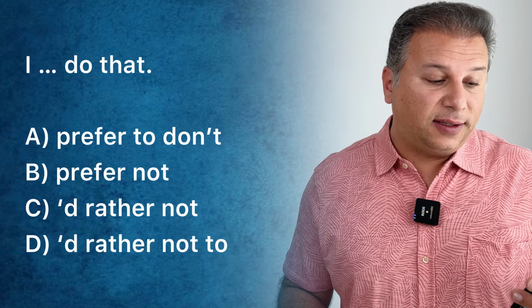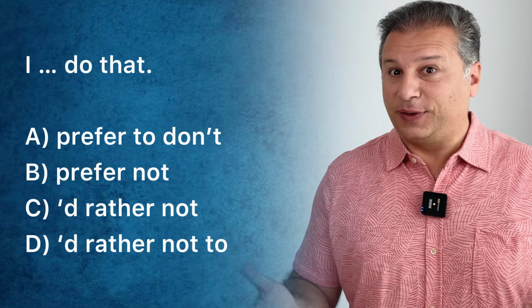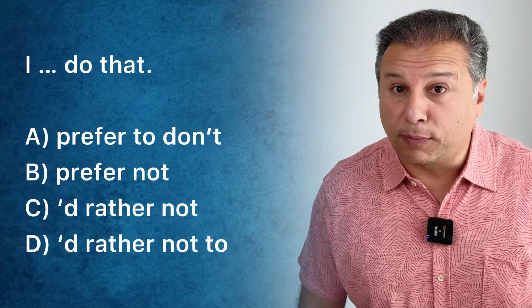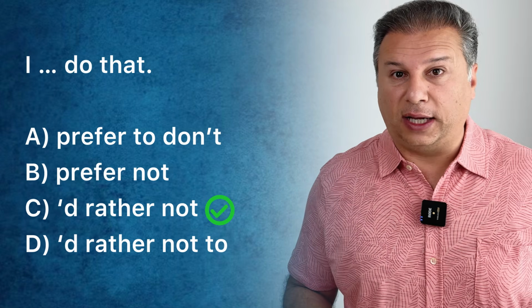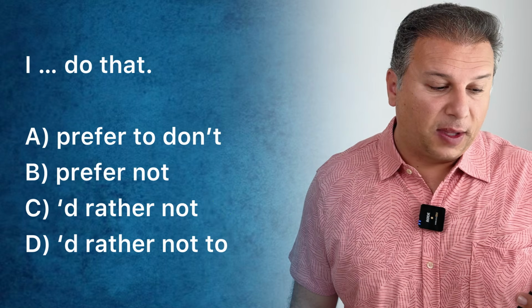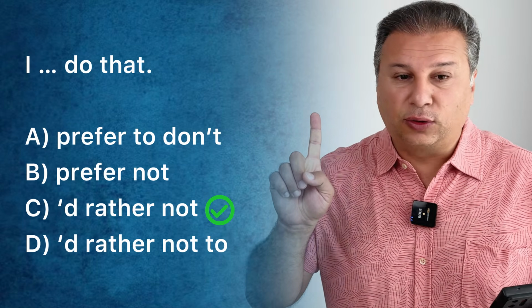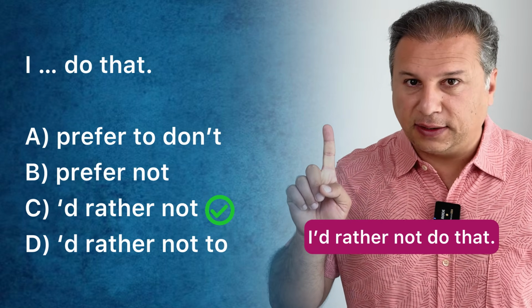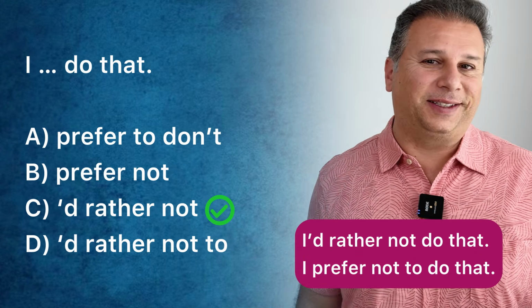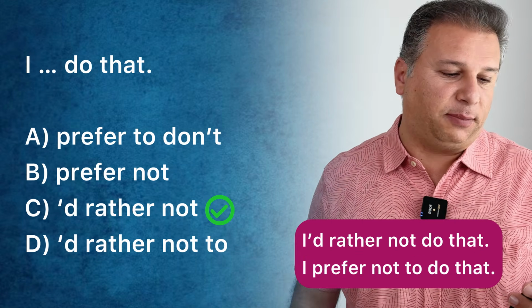C, I'd rather not do that. This is the correct answer. And D, I'd rather not to. The problem is to. After I'd rather, we don't use to. So the correct answer is I'd rather. So there are two forms. I'd rather not do that, or I prefer not to do that. These sentences have the same meaning.